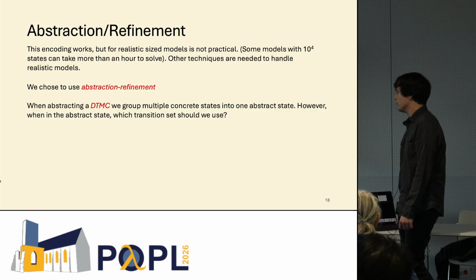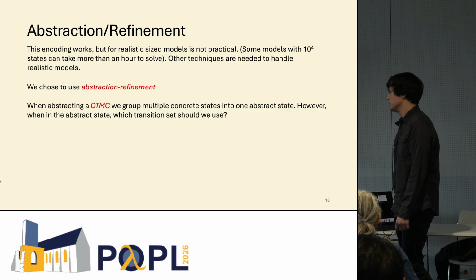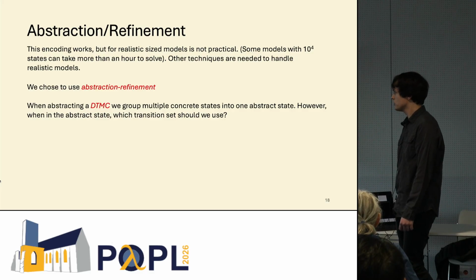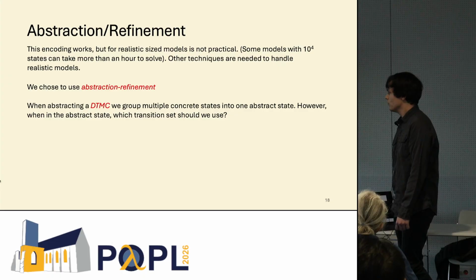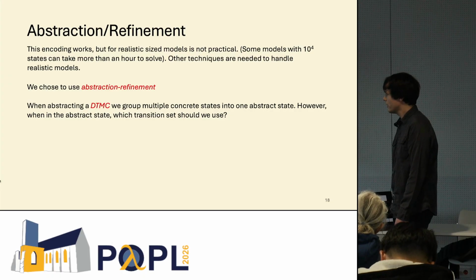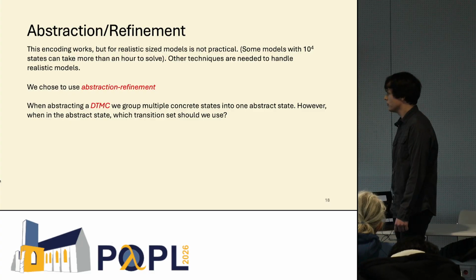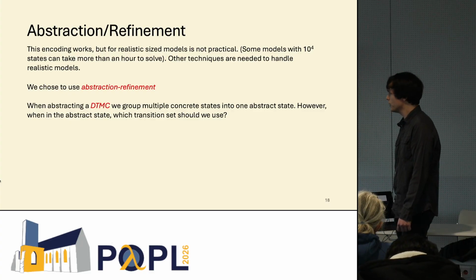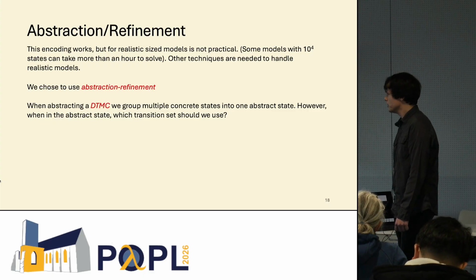And when we abstract our DTMC, we end up grouping multiple concrete states together into one abstract state. But that introduces a new source of non-determinism, as when we're transitioning from that abstract state, how do we know which distribution to use?